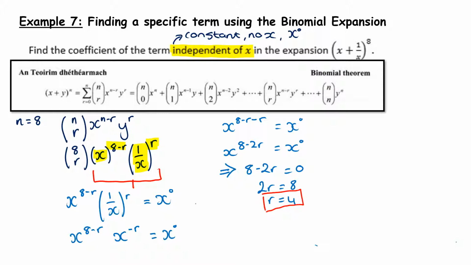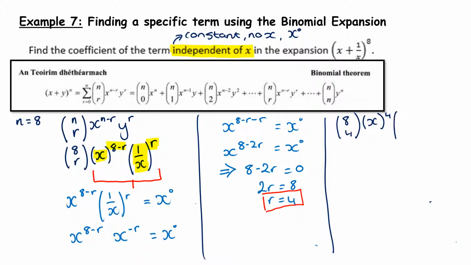And I'm going to go back to my general term again, and I'm going to sub in 4. So I have 8 choose 4, x to the power of 8 minus r, so that's 4, 1 over x to the power of 4. Okay, so 8 choose 4 is 70, and basically x to the power of 4 times 1 over x to the power of 4, they will cancel each other out, so that simply equals 70. So the coefficient of the term independent of x, i.e. the constant in this expansion, is 70.